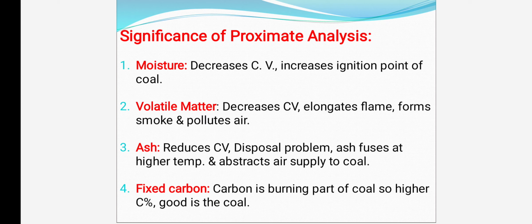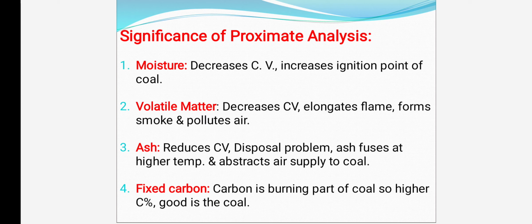Second one, volatile matter. Again it decreases calorific value. If volatile matter is there in the coal, it elongates the flame length. And because of the elongation of the flame length, the flame becomes smoky and it leads to air pollution. So volatile matter is not important.